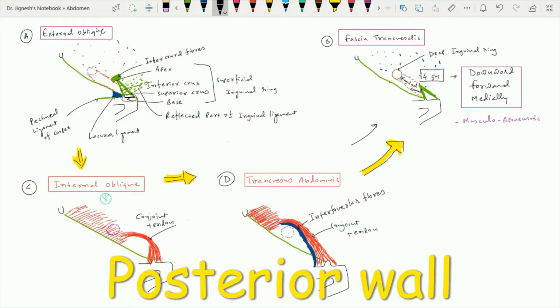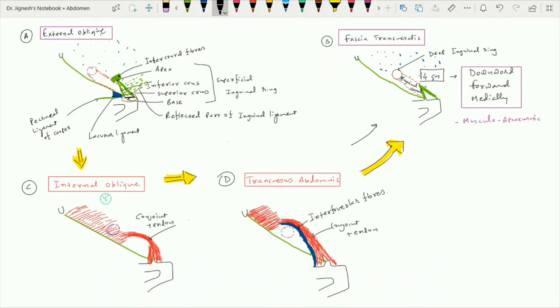When we see the posterior wall of the inguinal canal, it is going to be formed by the conjoint tendon, which is formed by the internal oblique aponeurosis and transversus abdominis aponeurosis. This conjoint tendon is situated posterior to the inguinal canal. That's why this conjoint tendon is going to form the posterior wall of the inguinal canal.